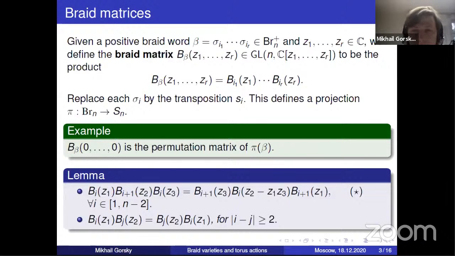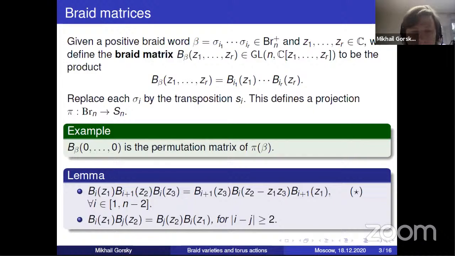And we will see in a moment how it depends on the word. But before that, I need to repeat that not only for generators, but for every positive braid word, this is a kind of deformation of a permutation matrix, in the sense that if you send everything to 0 and replace sigma i's by the corresponding transpositions, then this gives you the permutation matrix of the permutation that you obtain by the product of these transpositions.